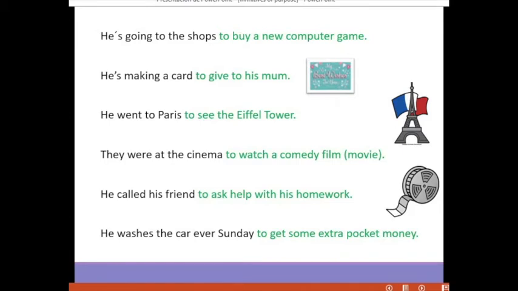Do you help your parents? Do your parents sometimes give you pocket money? Or you help just because you are a really good kid? Excellent. Now let's move on to the next exercise.